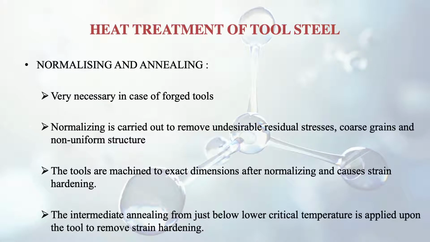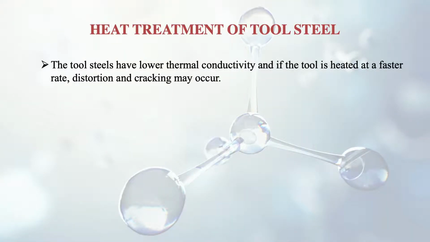Intermediate annealing from just below the lower critical temperature is applied upon the tool to remove this strain hardening. So now we have a solution to remove the strain hardening we discussed just now. We will do intermediate annealing from just below lower critical temperature, that means around 723 degrees centigrade. The tool steels have generally lower thermal conductivity.